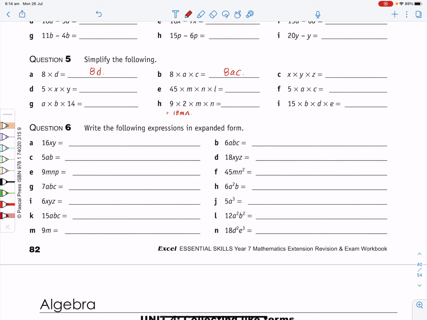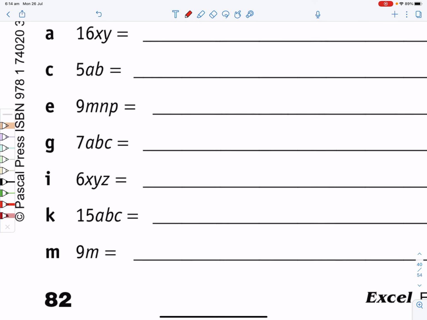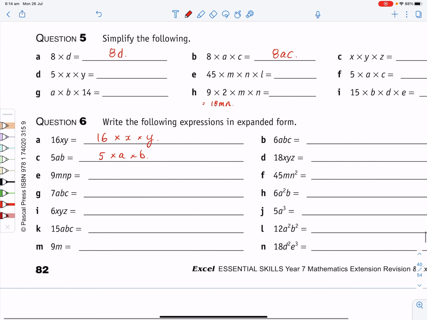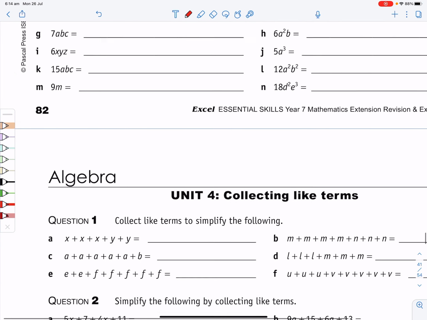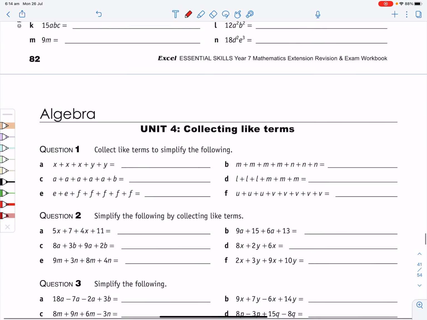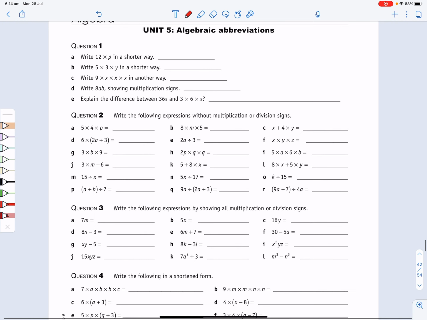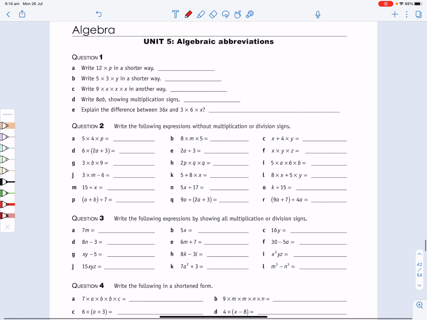All right, write the following expressions in expanded form. Question 6. Expanded form means write this as 16 times x times y. The next one, 5ab, is 5 times a times b. And so on and so on. Okay, you know what to do there. Collecting like terms we have worked on. We're going to move on now to page 84.